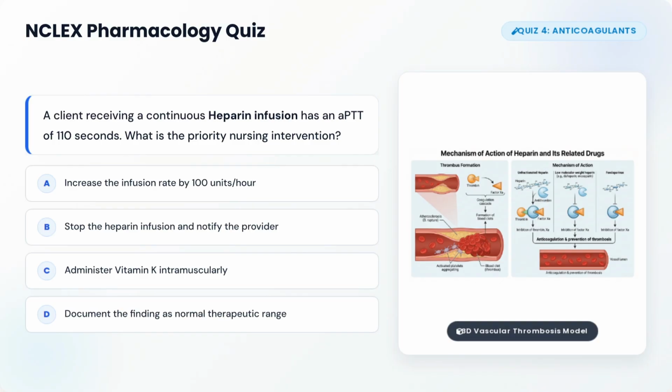Now for anticoagulants. A client receiving a continuous heparin infusion has an APTT of 110 seconds. What is the priority nursing intervention? A. Increase the infusion rate by 100 units per hour. B. Stop the heparin infusion and notify the provider. C. Administer vitamin K intramuscularly. D. Document the finding as normal therapeutic range.